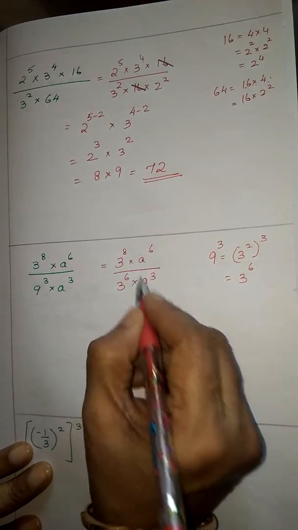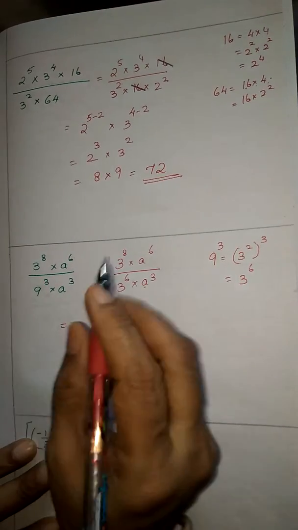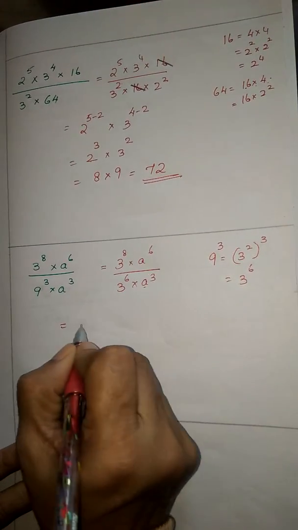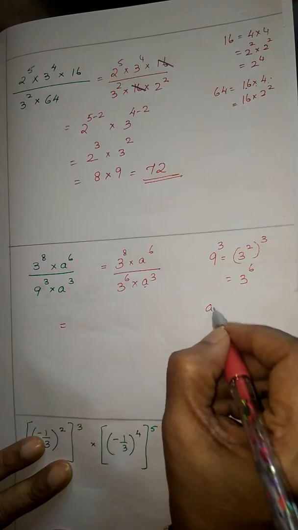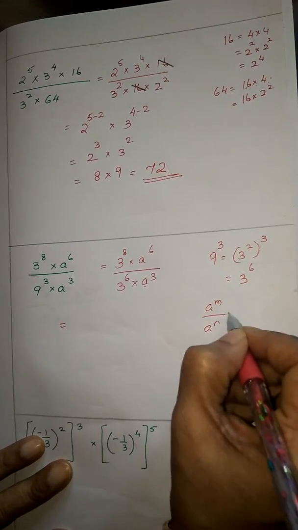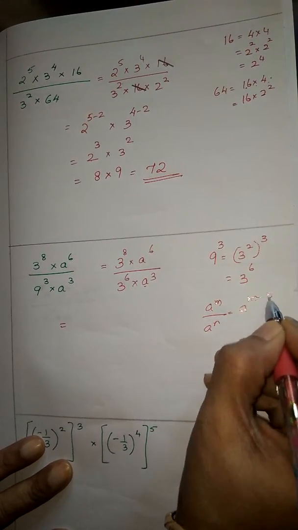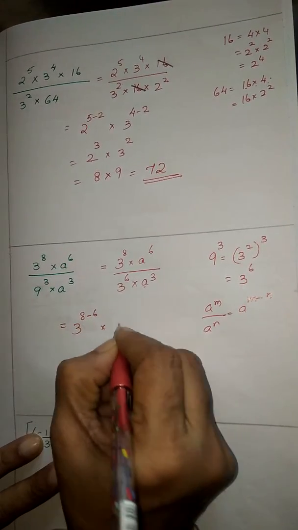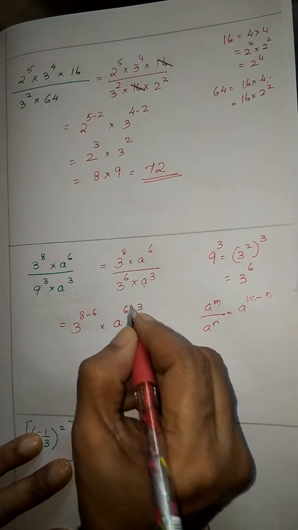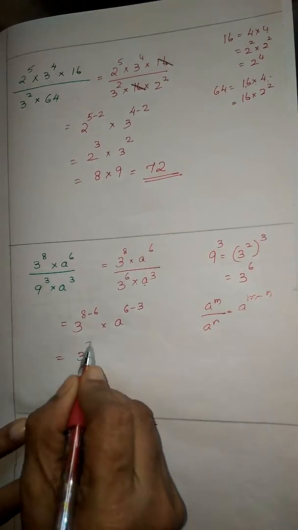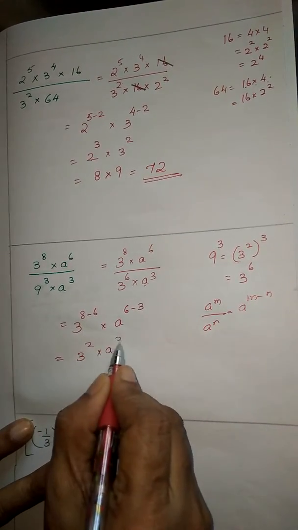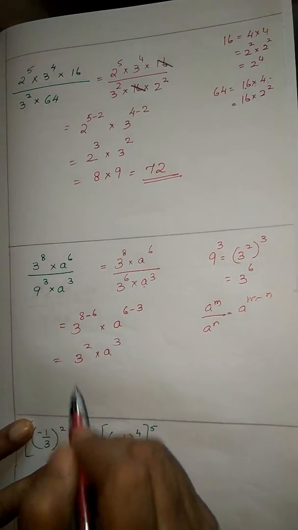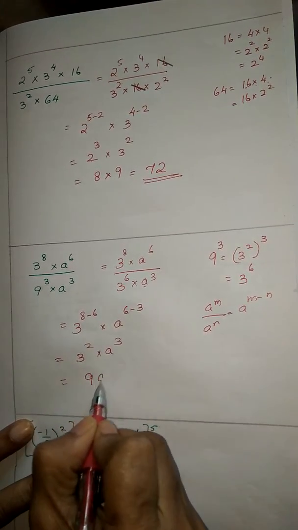Now we have the same base over here. So we can use the same law, a to the power of m divided by a to the power of n is equal to a to the power of m minus n. So 3 to the power of 8 minus 6 into a to the power of 6 minus 3. So this is equal to 3 squared into a cube. 6 minus 3 is 3. That is equal to 9 a cube.